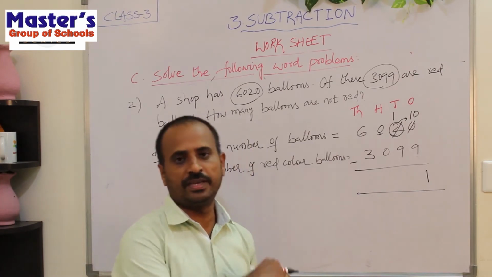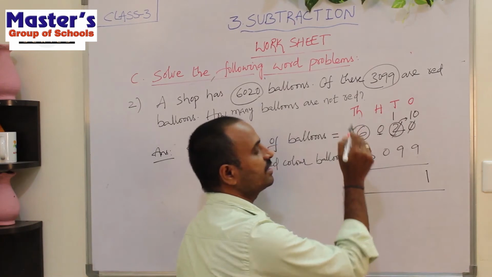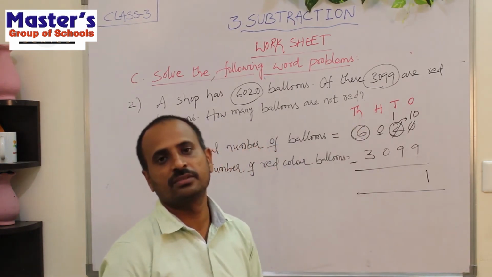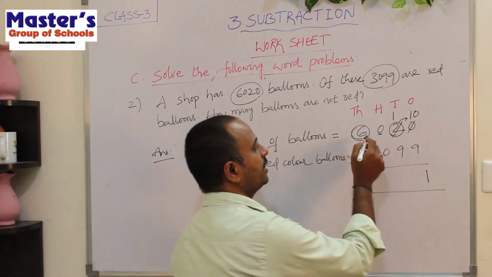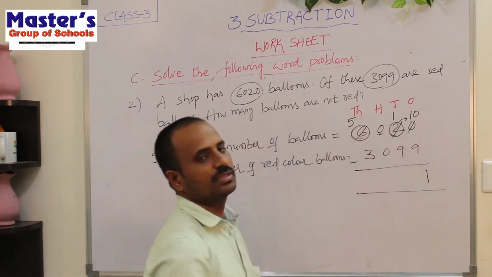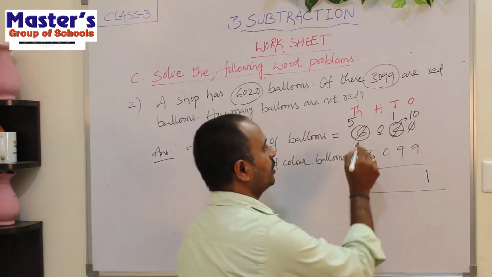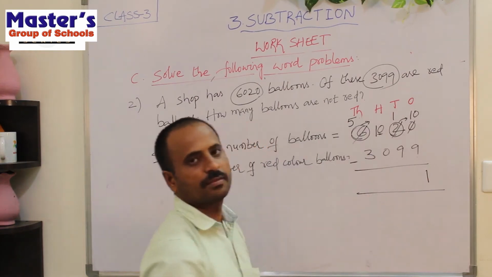Then go to the next place. What is the next place? Thousands place. How many thousands are there? There are total 6 thousands. Borrow 1000 from it. If you borrow 1000, then how many thousands will be there? There will be 5 thousands. And if you carry 1000 to the hundreds place, 1000 becomes 10 hundreds.